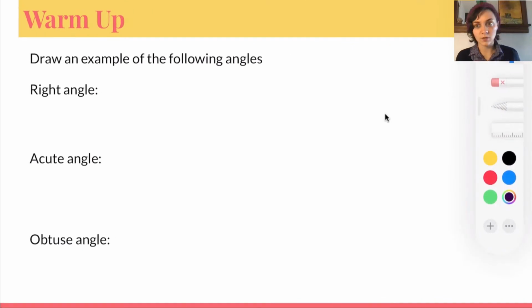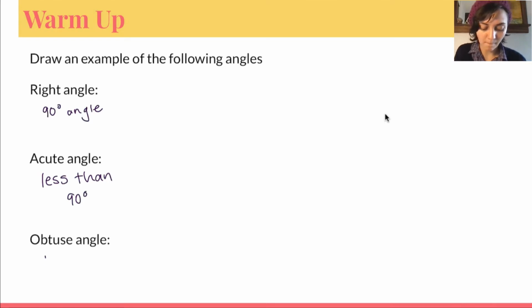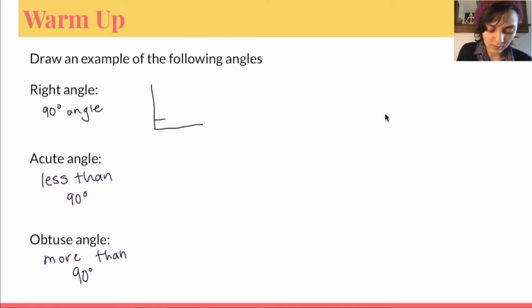Alrighty, so the key for each of these is remembering what these mean. A right angle is a 90-degree angle. And an acute angle is less than 90 degrees. And an obtuse angle is more than 90 degrees, or greater than 90 degrees. So right angle looks like that.